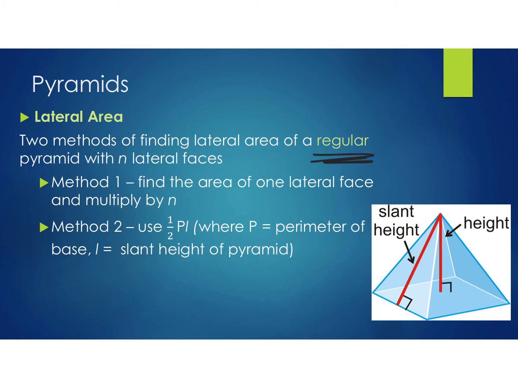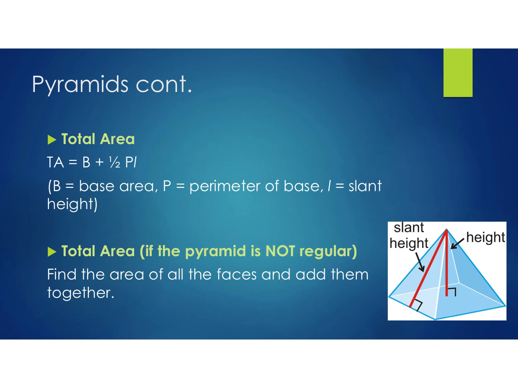Let's go ahead and see the formula now for total area, and then we'll do an example. So the formula for total area, just like before, instead of 2 times the base area plus the lateral area, now there's only 1 base when it's a pyramid. So really it's just B plus LA. But here they've already filled in what LA is. It's the 1/2 perimeter times slant height. Now notice down here at the bottom it says, if the pyramid is not regular, then all we have to do is find all of the faces separately and add them up.